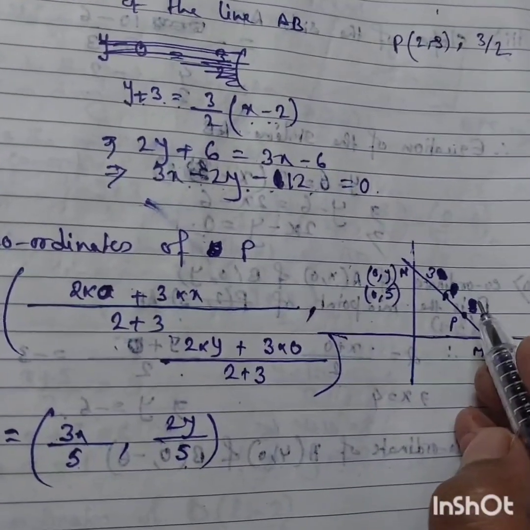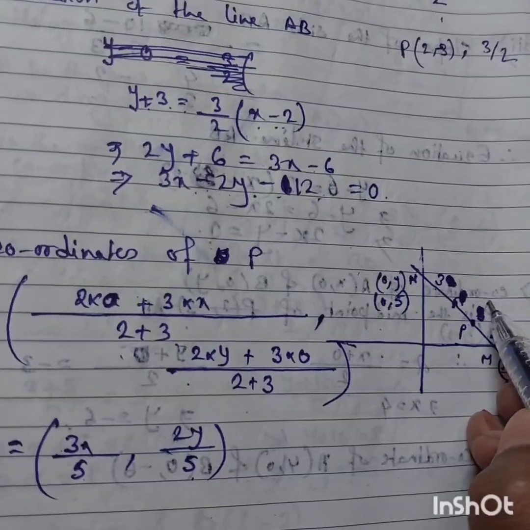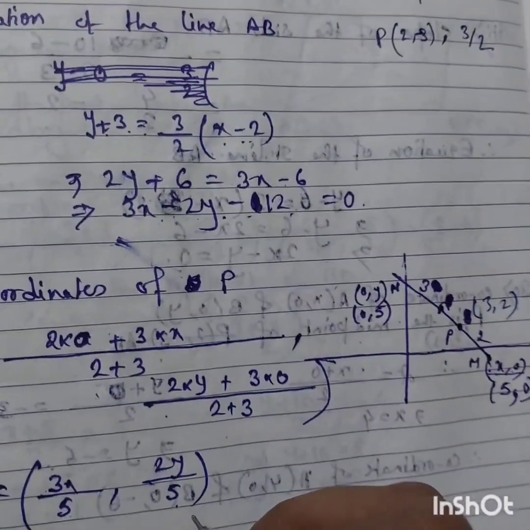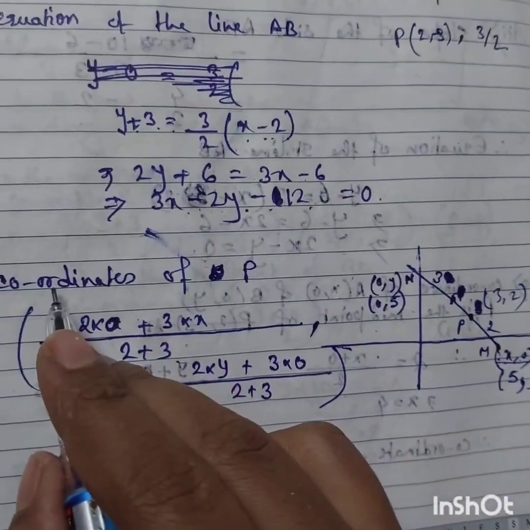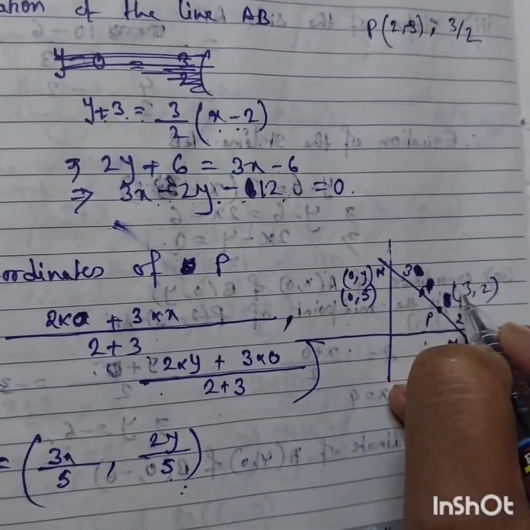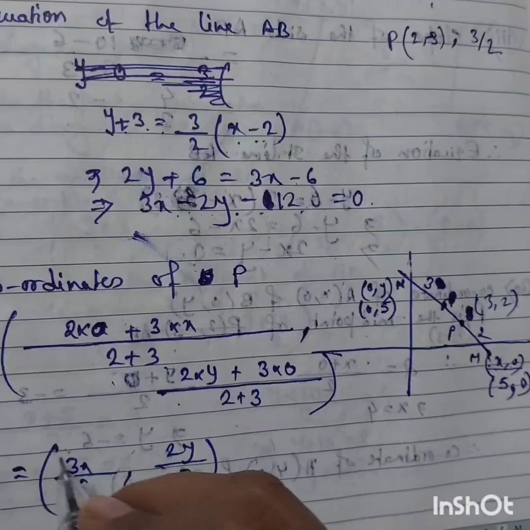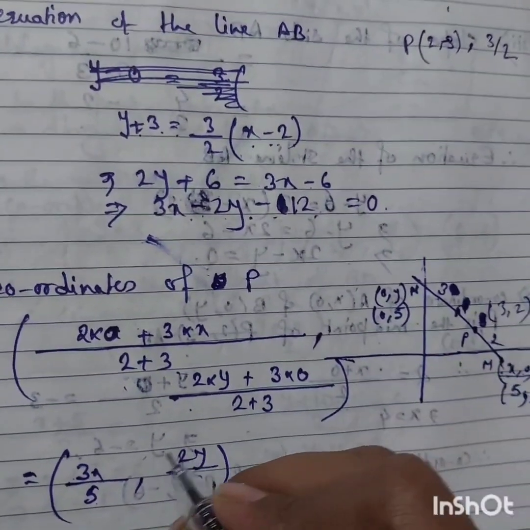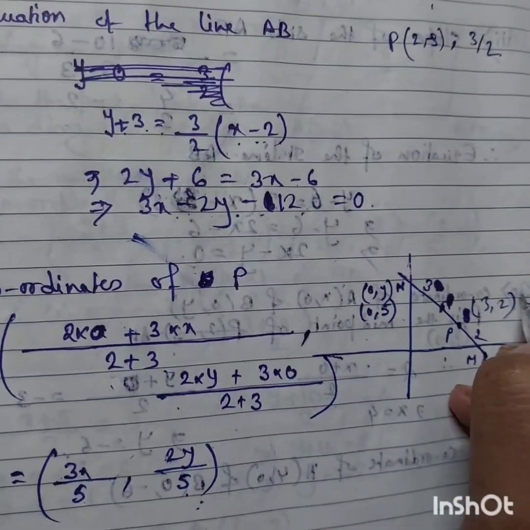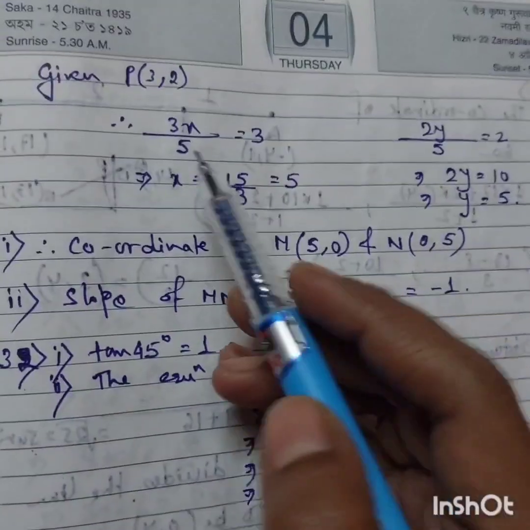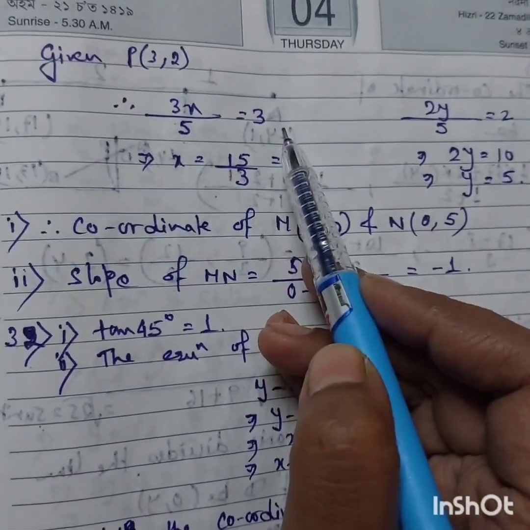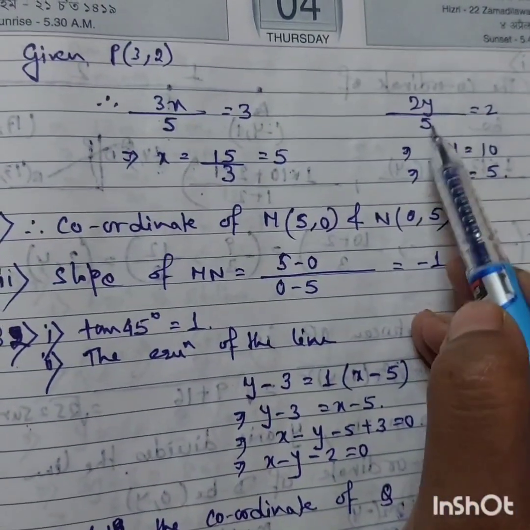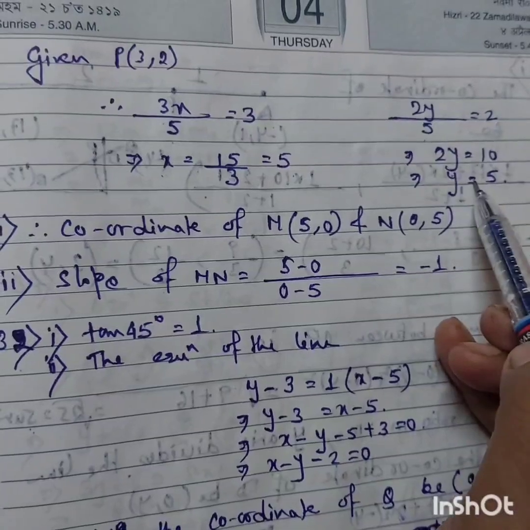And the coordinate of P is also given, that is (3, 2). So this coordinate of P and the given coordinate will be the same. So you can equate them: 3x by 5 should be equal to 3, and 2y by 5 should be equal to 2. So 3x by 5 equals 3, that implies x is equal to 5. Again, 2y by 5 is equal to 2, that implies y equals 5.